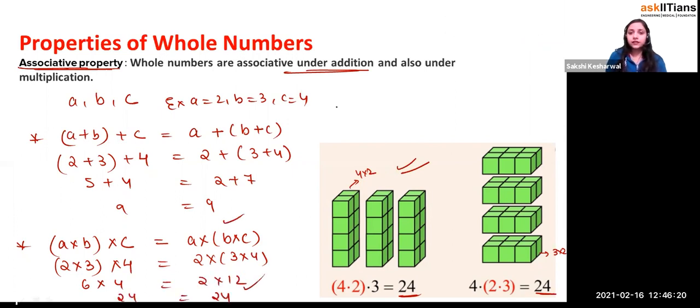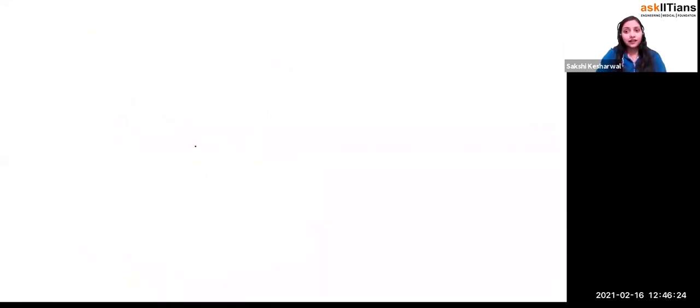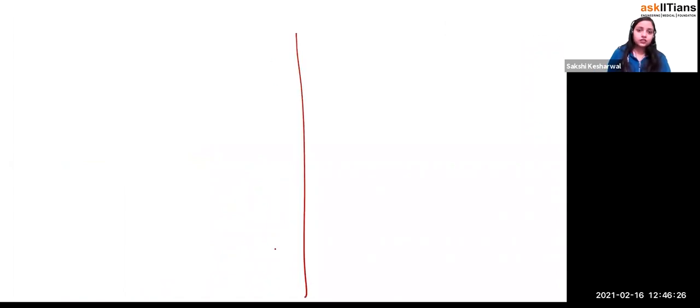That is why we say that it is associative under multiplication and addition. But this is not associative again under division and subtraction, right? So I'll just give you again an example for subtraction, right?